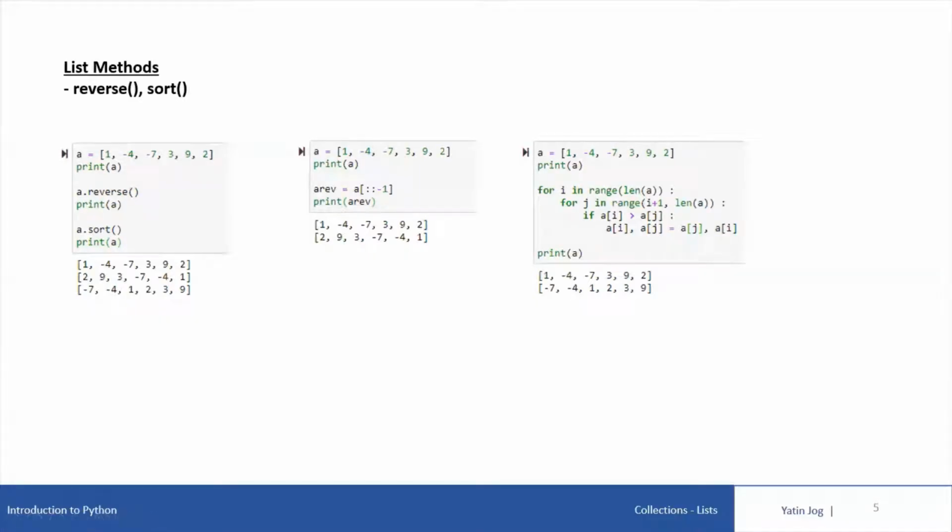Now in this video, we are going to discuss two list methods, reverse and sort. As I say list methods, these methods have to be invoked using a list variable. Now look at this example. I'm declaring one list variable A with all these values: 1, -4, -7, 3, 9 and 2. If I say print A, it will print the whole list on the screen as it is.